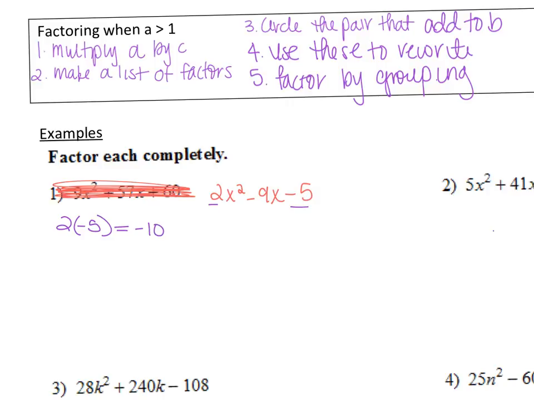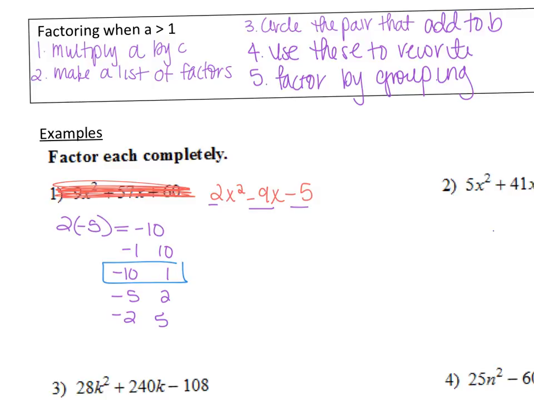All right, so what are the factors? Now I'm going to make a list of my factors. Well, I have negative 1 and 10, and then I have negative 10 and 1, I have negative 5 and 2, I have 2 and a negative 2 and a positive 5. Well, which one of them adds up to negative 9? That actually is negative 10 and 1. So that's what I'm going to use.